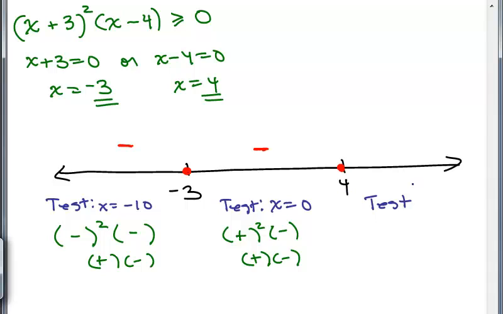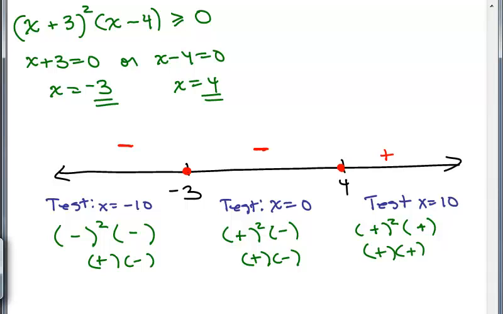I want to pick a number bigger than 4. So let's test like 10. That's a number bigger than 4. So if we put 10 in for x in the first parentheses, that'll be a positive number squared. And then I'm putting in 10 in the second parentheses, that's also a positive number, right? So I got a positive number, because a positive number squared is still positive, times positive, and I have a positive number here.